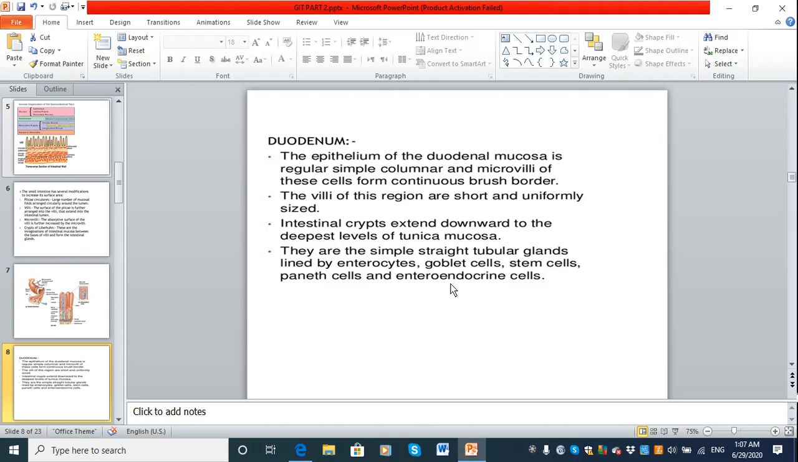And there are simple tubular glands, and that gland is surrounded by cells. The cells here are enterocytes, goblet cells, stem cells, Paneth cells, and endocrine cells. So we will have a little information about each cell.